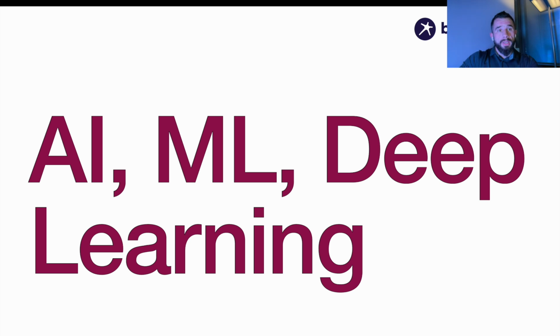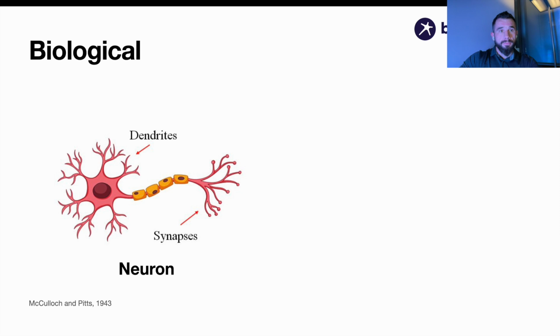Section 1, AI, ML, and Deep Learning. Now let's talk about AI history. AI history started approximately in 1943 with McCulloch and Pitts mimicking the functionality of a biological neuron. It means AI is 80 years old. Jeez. In front of you, you can see the picture of a neuron.